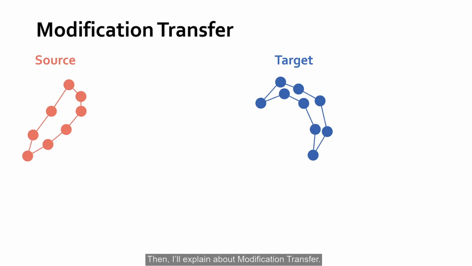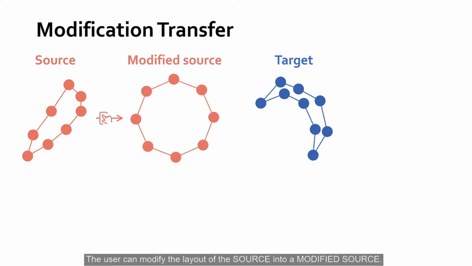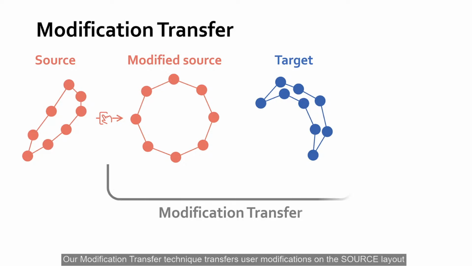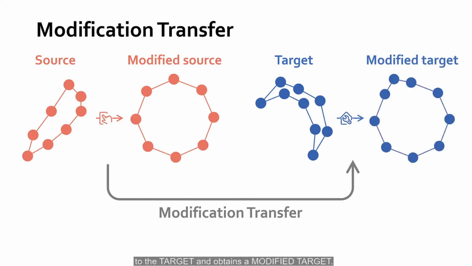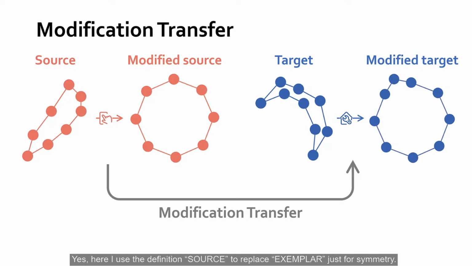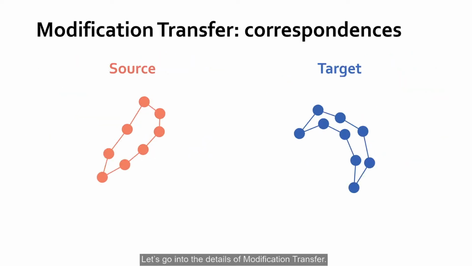Then I will explain modification transfer. Before the explanation, we first give some definitions. Here we define the red structure as the source and the blue structure as the target. The user can modify the layout of the source into a modified source. Our modification transfer technique transfers user modifications on the source layout to the target and obtains a modified target. Here I use the term source to replace exemplar just for symmetry. Let's go into the details of modification transfer.